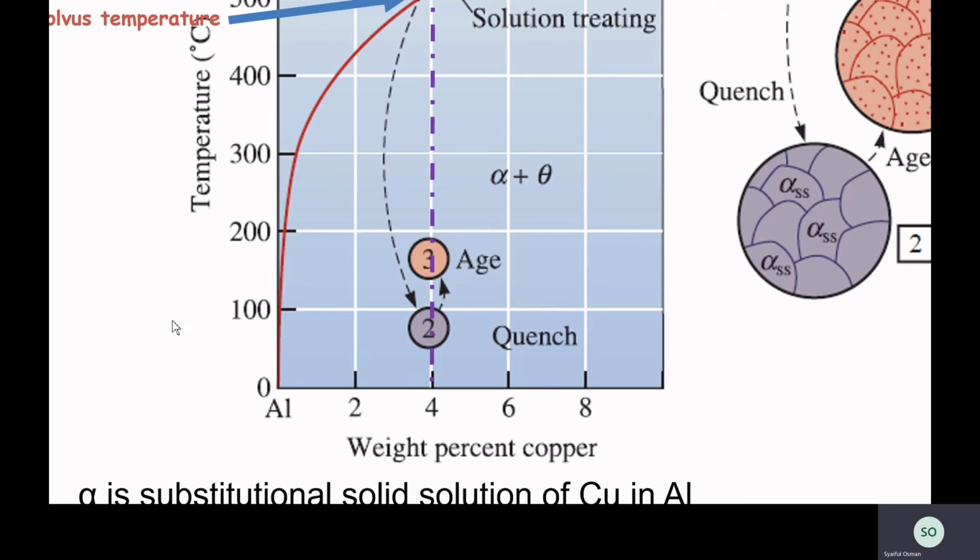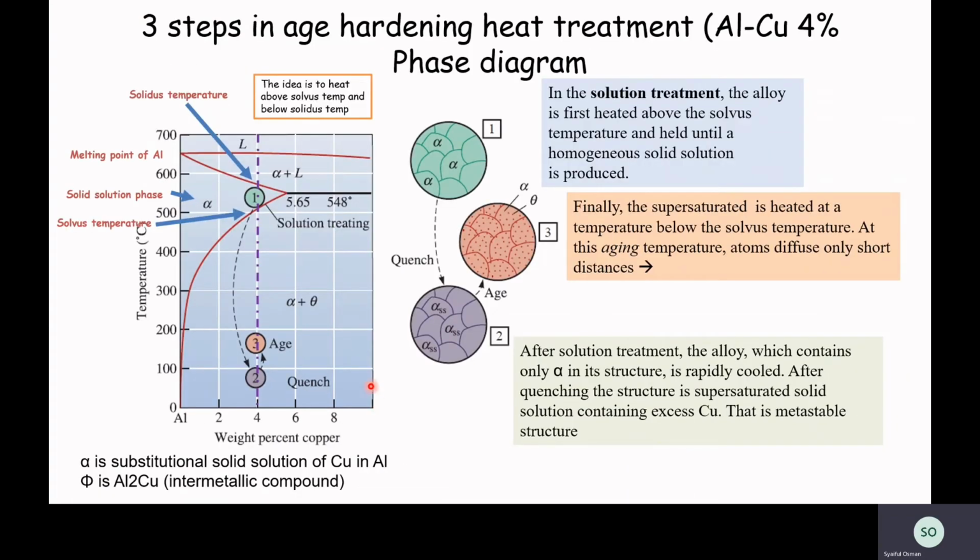The supersaturated solution is heated at a temperature below the solvus temperature, and at this aging temperature, the atoms will diffuse only a short distance, and what we will get is ultra fine, uniformly dispersed second phase precipitate particles.